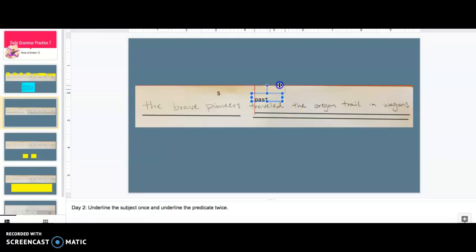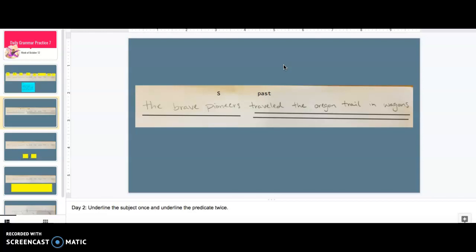And again, you need to make sure that is listed above the word traveled, because if it's above a different word, technically you're saying that that word is past tense. And as we know, verbs are the only words that can have a tense. Every other word can't be past, present, or future tense.